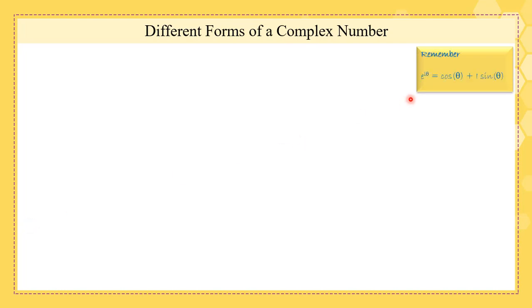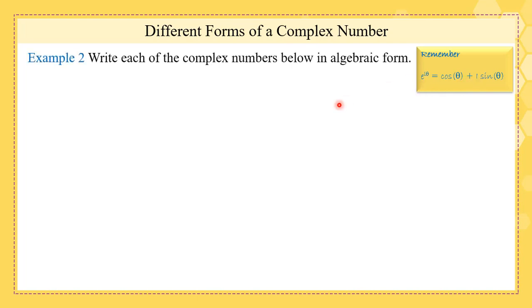Now remember, e^(i theta) is cosine theta plus i sine theta. This is related to the trigonometric form, and this is related to the exponential form. Now we need to write each of the complex numbers below in algebraic form. This is Z1. We can do it either using the calculator or algebraically.